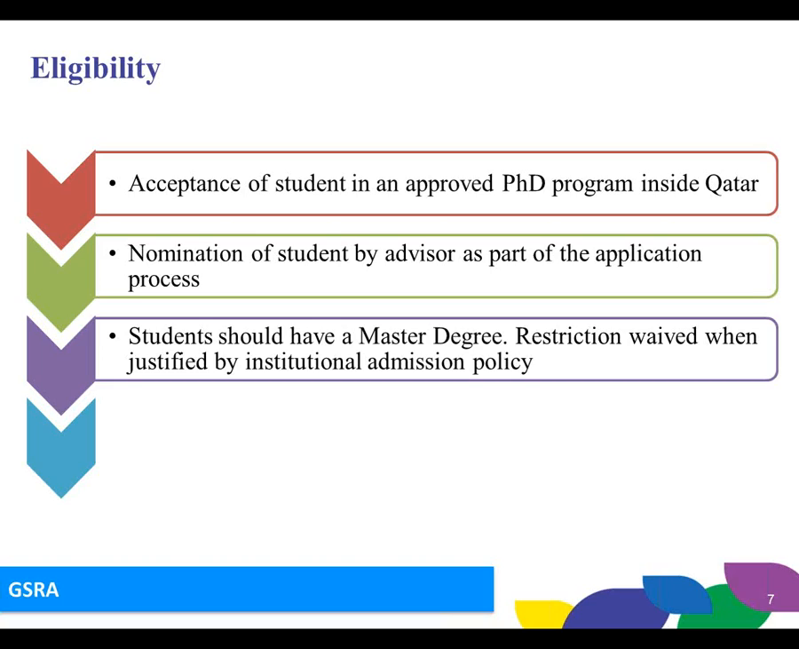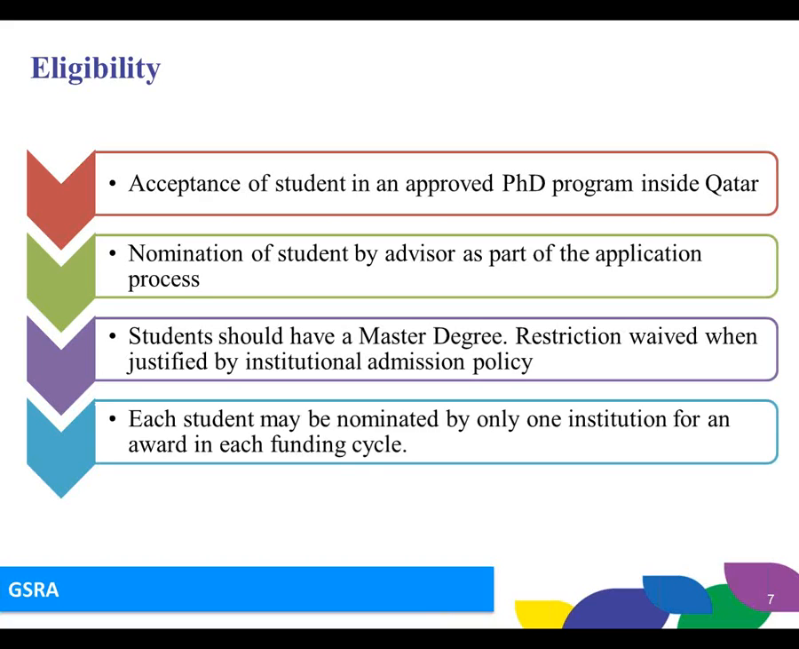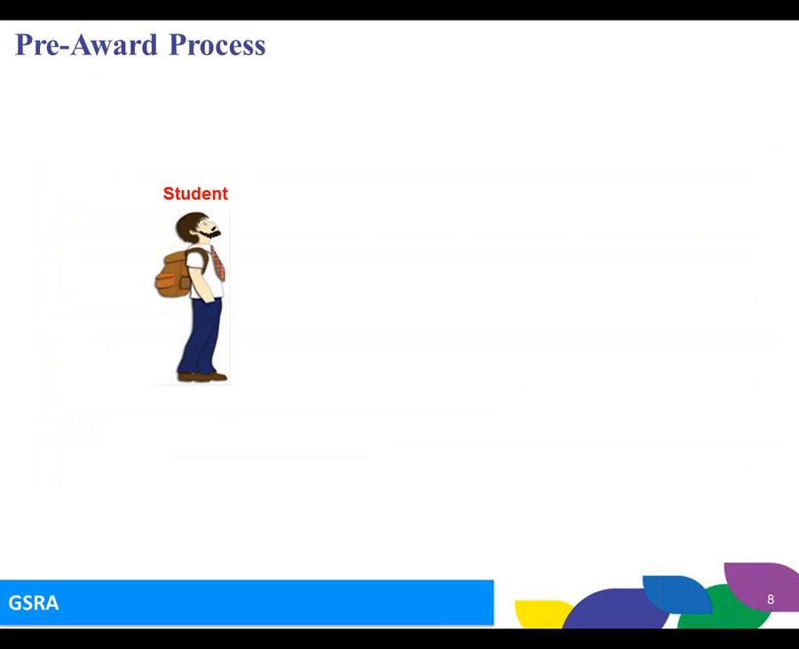Now, the eligibility criteria for these students is that they will have a prior master's degree, and in case the submitting institution policy is different and they do accept a bachelor's degree or something like that, the restriction will be waived based on the request and justification. Each student may only be nominated by 1 institution for an award in each funding cycle.